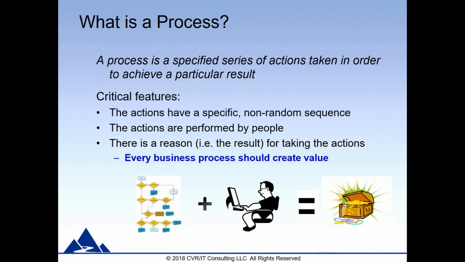The critical features of any business process are that they have a specific non-random sequence. So we're going to do the steps of the process in a particular order. The process steps are performed largely by people, although systems can be engaged here as well. There are places where automated systems can come in and do some of the work. And finally, there's a reason for taking the actions. Not only that we get a result, but also that every business process should create a value.